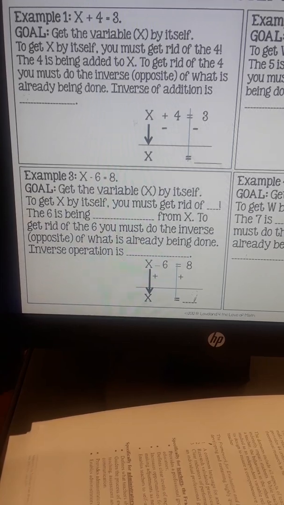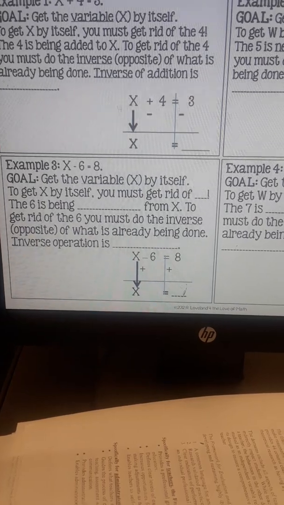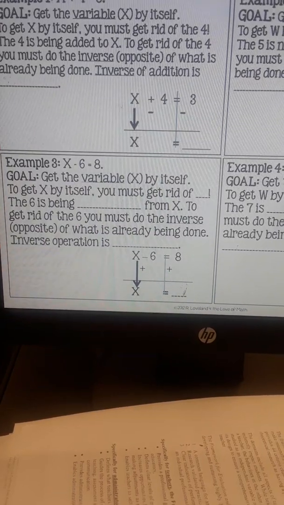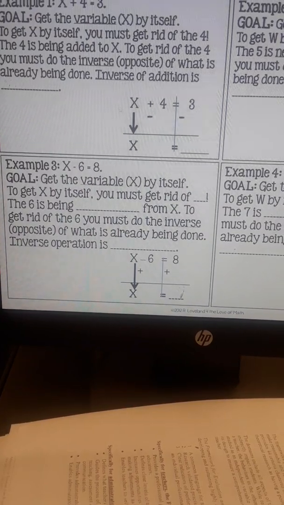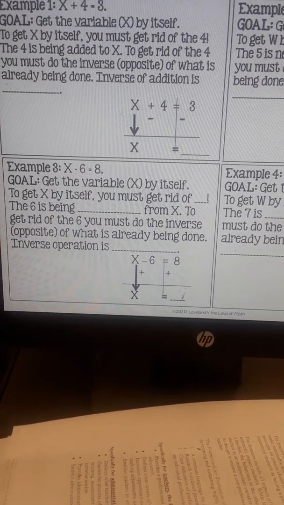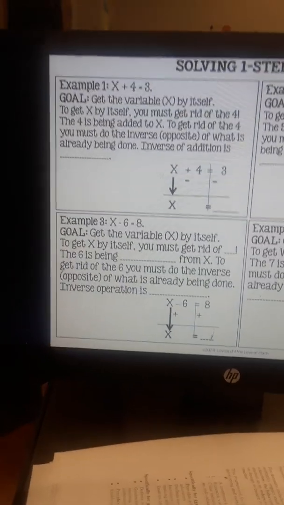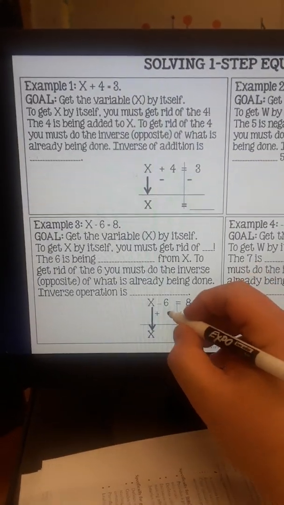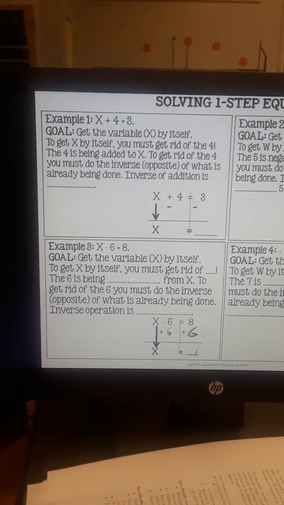So now we're going to go to x minus 6 equal to 8. Again, to get x by itself, we're going to get rid of that 6 there, right? So put a 6 there. 6 is being subtracted from x, because of the subtract sign. All right, so then to get rid of the 6, you must do the inverse of what is already being done. So the inverse operation is addition. All right, addition. So we put addition in the line. Now we just add 6 to both sides. So plus 6, that gives you x equals 14.